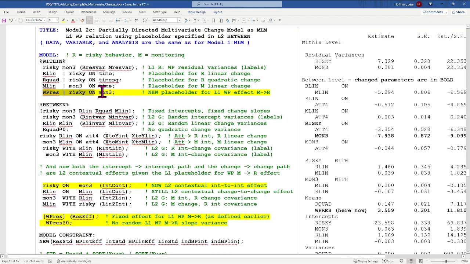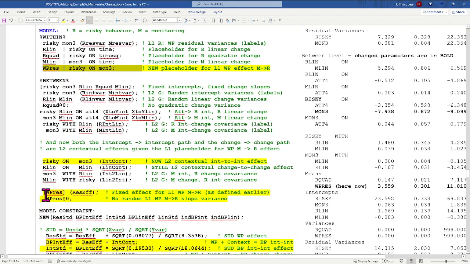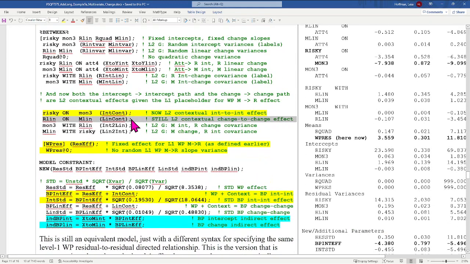So at this point then, by moving this syntax into a placeholder notation, asking for the fixed effect, but shutting off the random effect, theoretically, this should be the exact same model. But because of the use of the placeholder, it is flipping it from a within-between specification into a contextual within specification instead. So the change to change slope has already been contextual. Now the intercept to intercept slope becomes contextual as well.